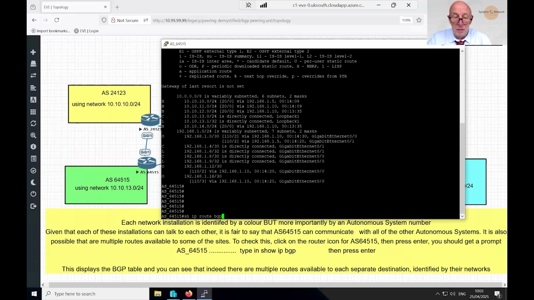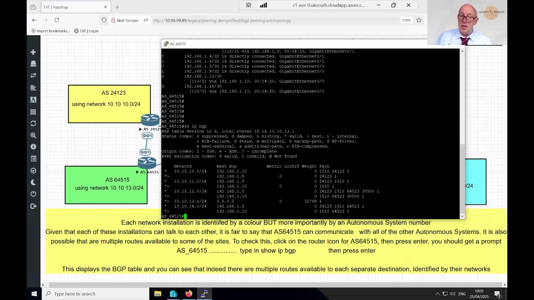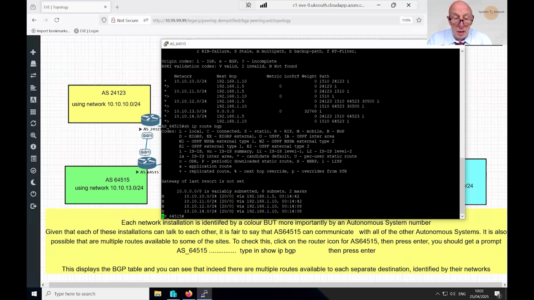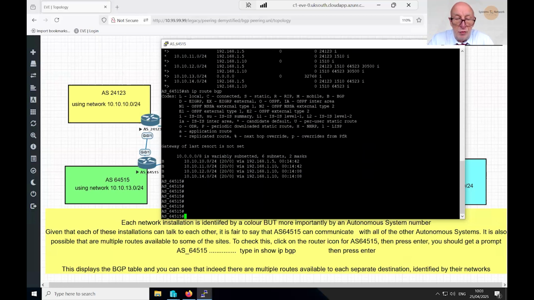But what I'm really interested in is this. Show IP BGP here. Those are routes that I can see using BGP. And I can also use this command, show IP route BGP. And again, it will say I have routes available to get to 10.10.10, 10.10.11, 10.10.12, 10.10.14. And I can get to these using BGP. How do I know? Because it says here, B for BGP. And as we come along here, it will then show me this 20/0.